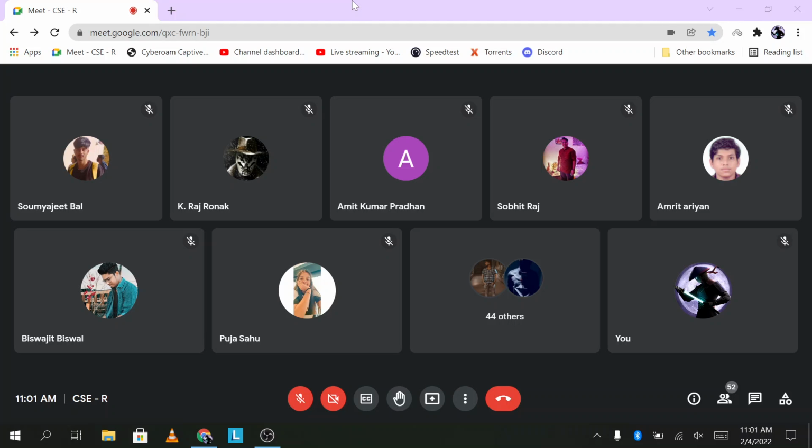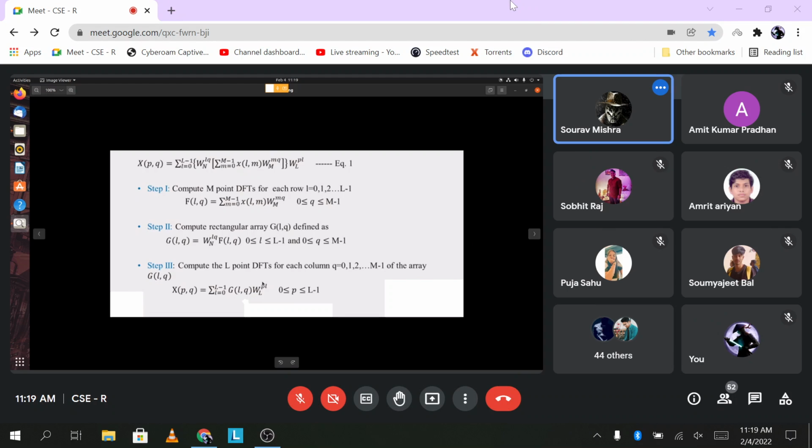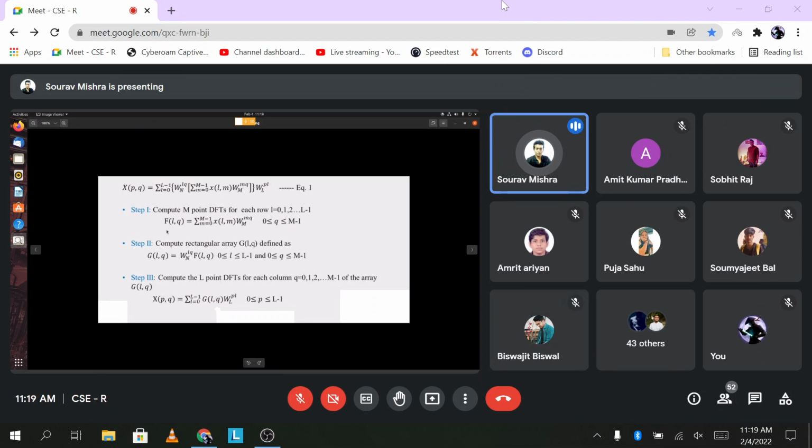Now if you try to look at the number of multiplications, because we are going to make a direct comparison between this divide and conquer approach and the direct approach or the lengthy approach. Now in the divide and conquer approach, you take a look at this step 1. How many multiplications are required here?